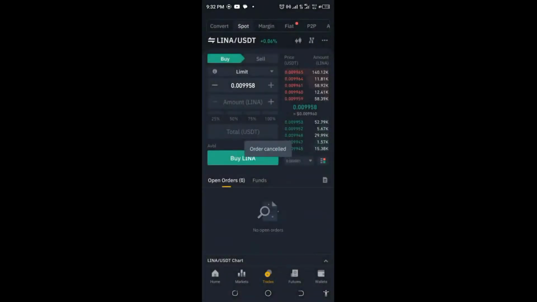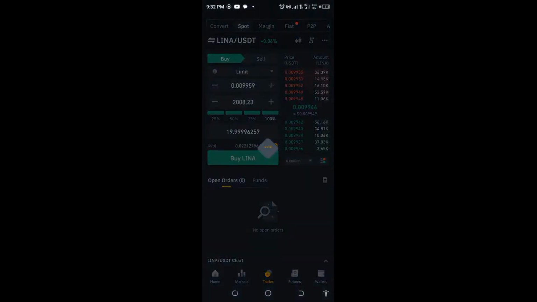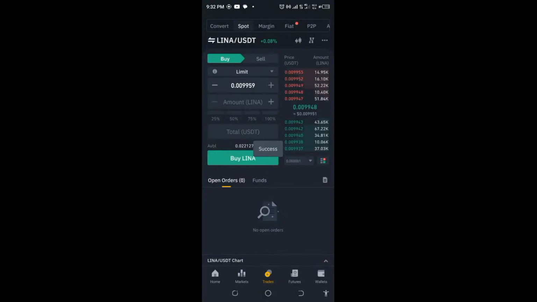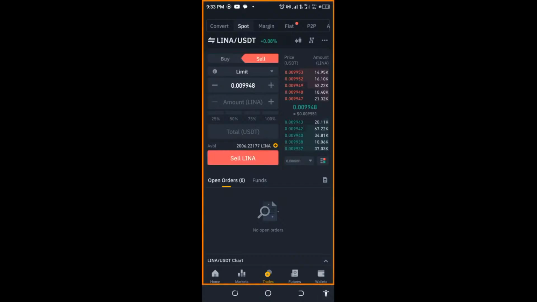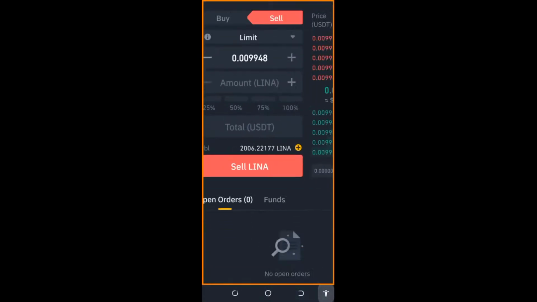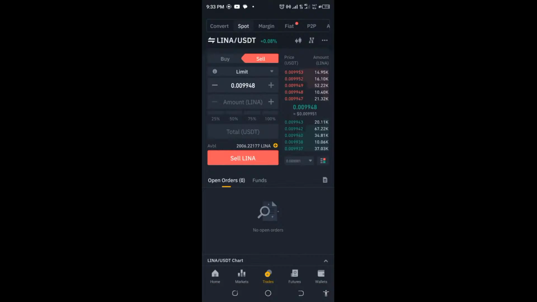Let's pick up the first red, and then let's go with 100. If I do that, will it go? Let's see. I think it did. So you can see how to get your orders sold immediately, right? I picked up the first red and it went. So how many did I get bought? I bought 2006. Don't forget it was 2008, but because of trading fees, it's taking off 2 cents.